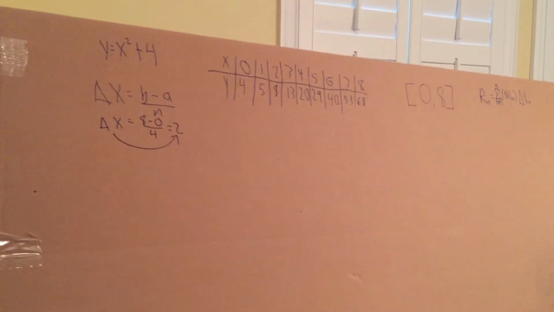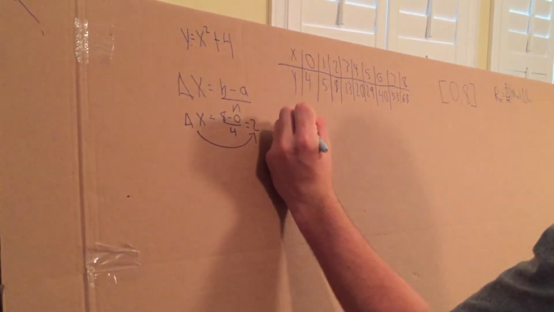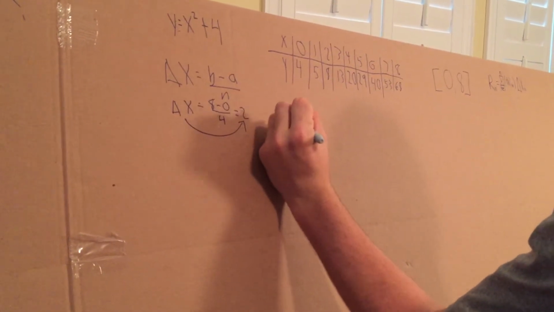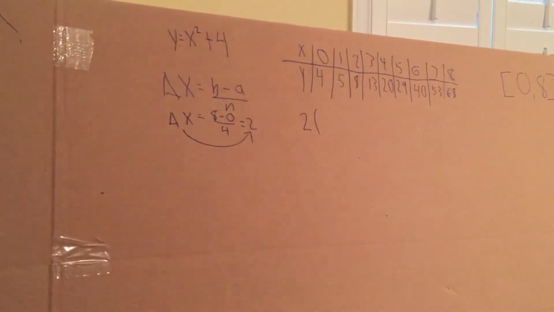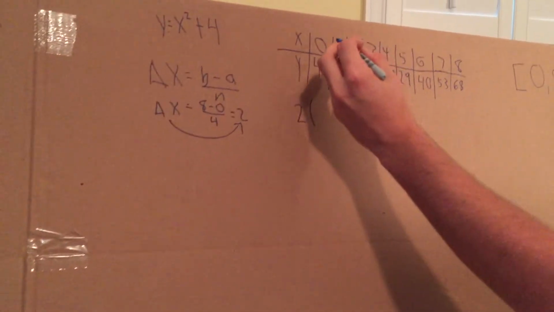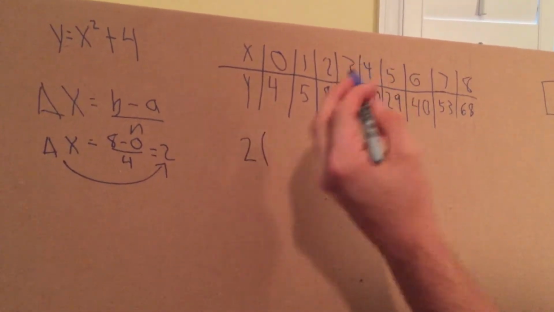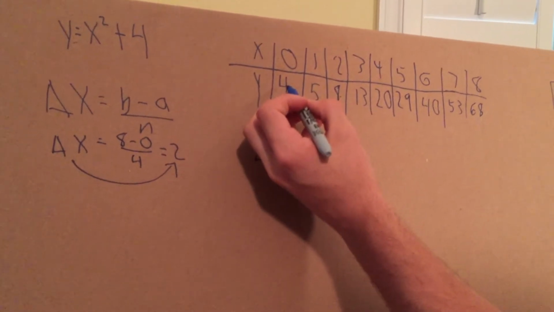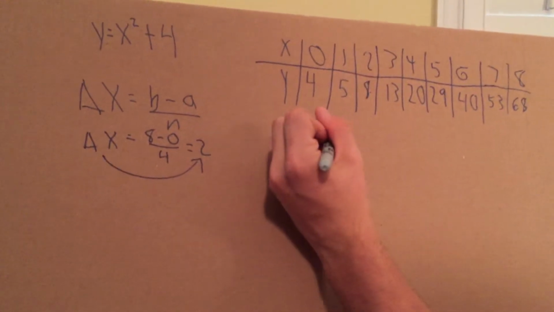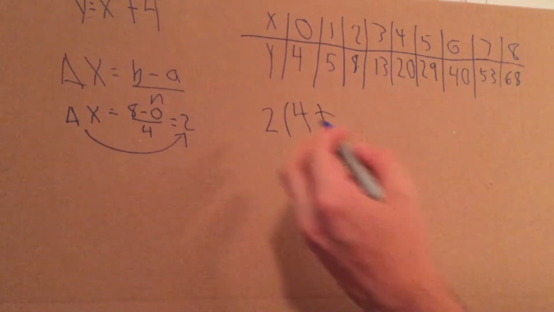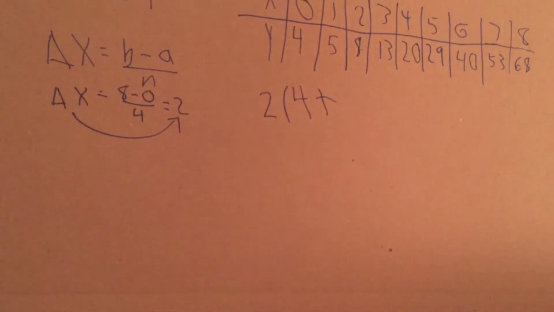Next, we're going to start doing our sums. So to start off, we will be doing 2 times parentheses. Our left Riemann sum, our first interval is going to be 0 to 2, and our left endpoint is 4. So 4 is our first value here. Plus, I can do plus because the change in x for all these is the same, which makes it a fairly nice problem.